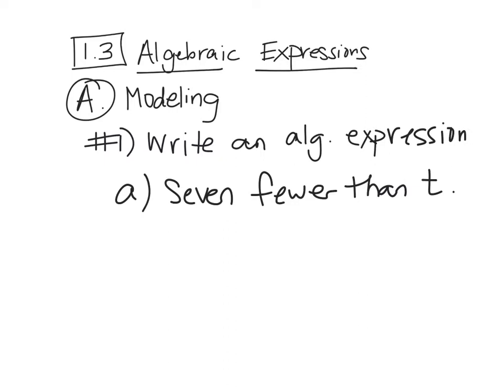All right, now this doesn't really mean much, but we're going to need to translate these things so that we can do other problems later on. So what is 7 fewer than t? It's a little tricky. Perfect, it is. It's t minus 7. T minus 7. Okay, in that order. Not 7 minus t, t minus 7 for sure.